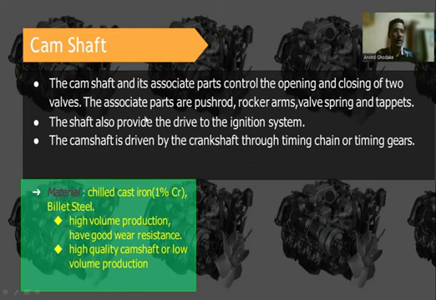The camshaft is manufactured from chilled cast iron material with 1% of chromium. Billet steel can also be used as a material for the camshaft. The properties of these materials are high volume production, good wear resistance, and high quality camshafts for low volume production. Because of these properties, chilled cast iron or billet steel is used as the material for manufacturing camshafts.